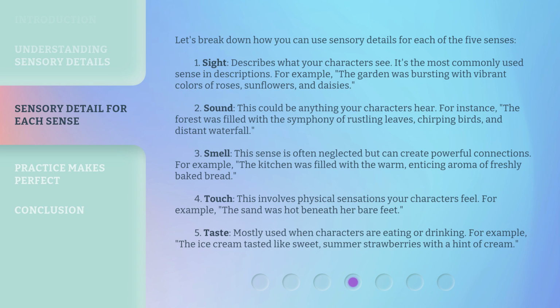2. Sound. This could be anything your characters hear. For instance, the forest was filled with the symphony of rustling leaves, chirping birds, and distant waterfall. 3. Smell. This sense is often neglected but can create powerful connections. For example, the kitchen was filled with the warm, enticing aroma of freshly baked bread.